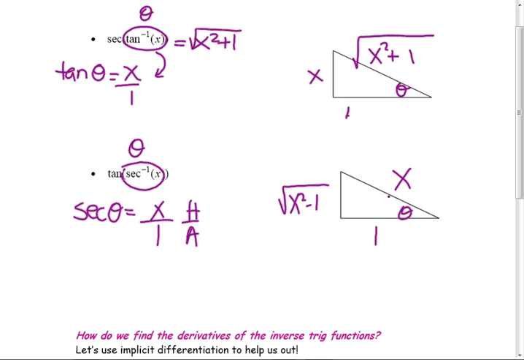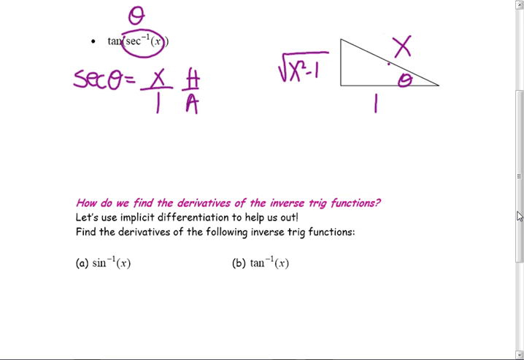But I haven't done the tangent yet. What's the tangent? Because of Pythagorean theorem. So what's the tangent of my angle? Opposite over adjacent, so this is equal to the square root of x squared minus 1, over 1. Notice I never figured out what the angle was. I don't care.